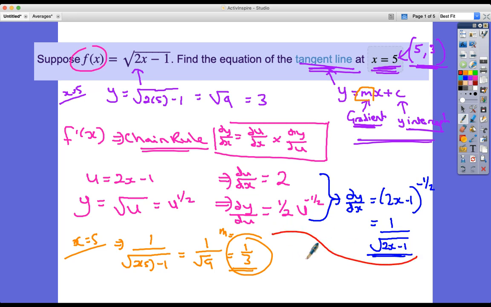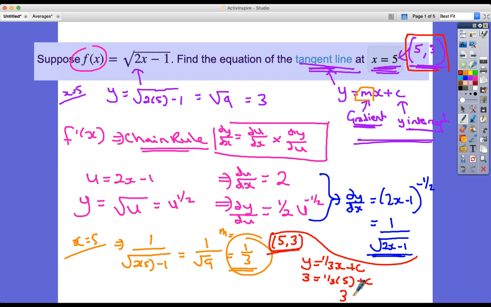So nearly there. y equals a third x plus c. And I also found at the beginning what the actual point of tangency was. It's 5, 3. So we know that 5, 3 is the point we're looking at. So when x equals 5, y equals 3. Let's put those values in now. So we've got 3 equals a third times 5 plus c. 3 equals 5 over 3 plus c, I think.